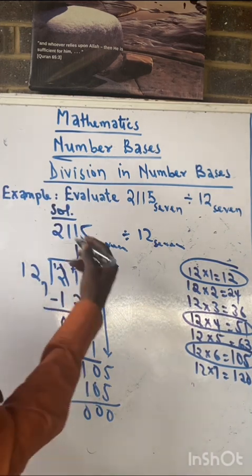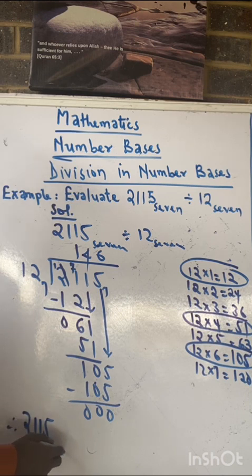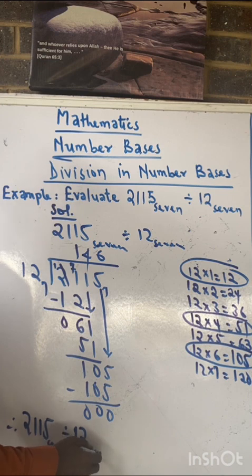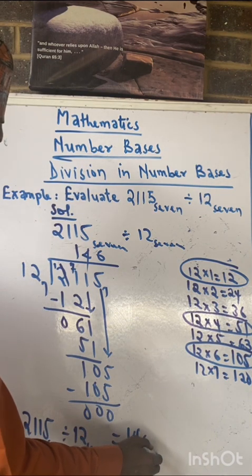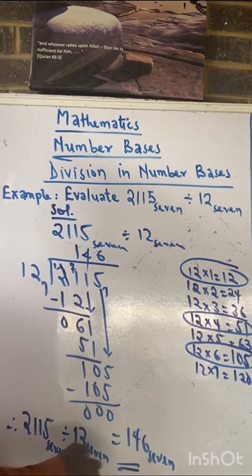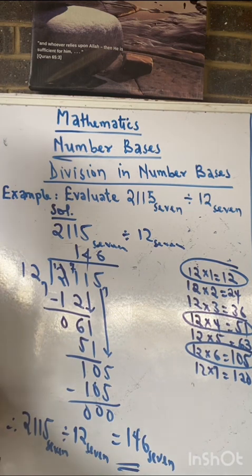So now, finally, we can conclude that 2115 base 7 divided by 12 base 7 is equal to 146 base 7, which is the same answer as what we got when we used the previous method.